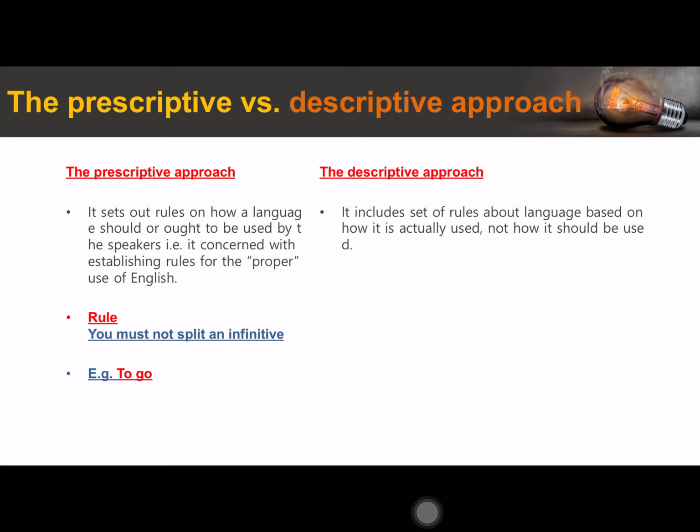On the other hand, the descriptive approach includes a set of rules about language based on how it is actually used, not on how it should be used. It is basically describing regular structures of the language as it was used by speakers, not according to some views on how it should be used.